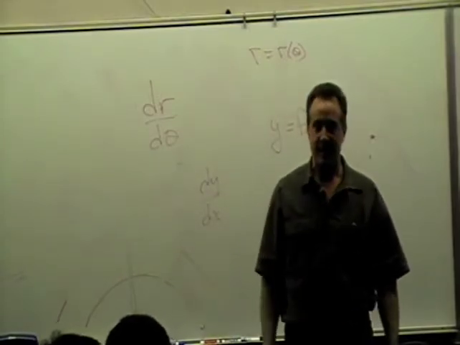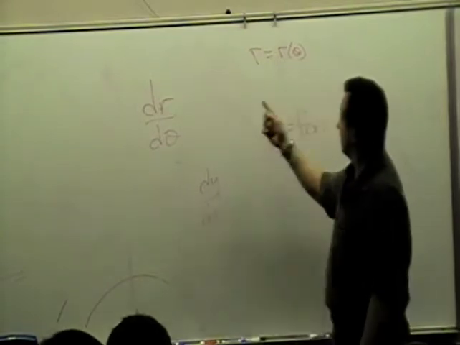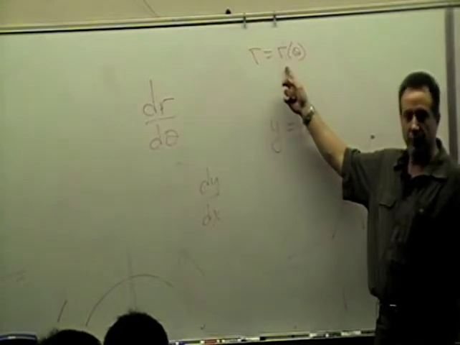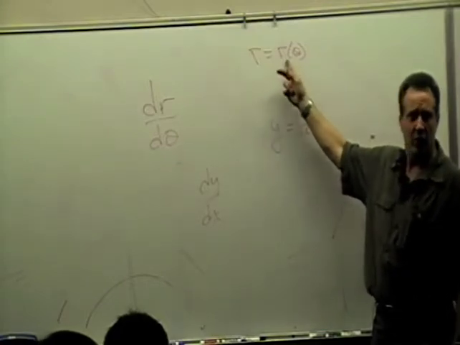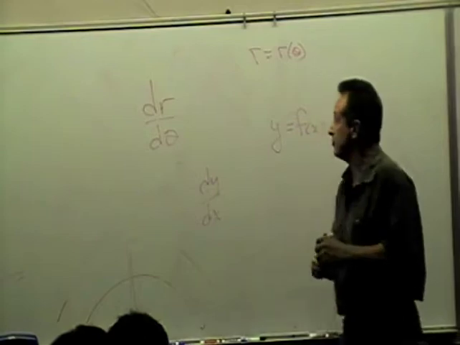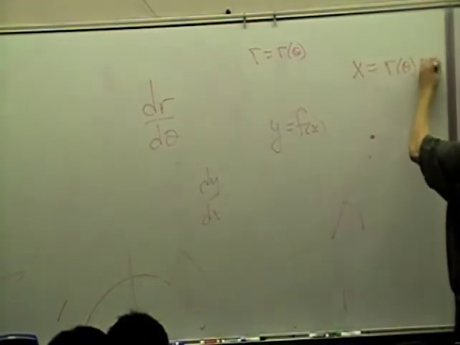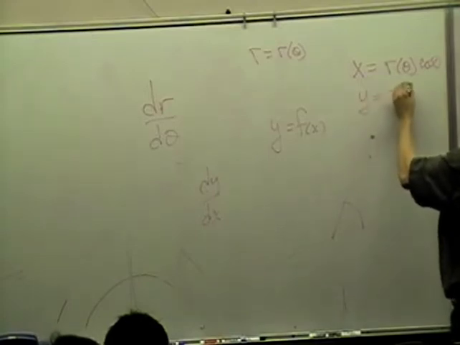Parametric equations are exactly right. What you have to do, folks, setting you up for tomorrow, Calc 2 review, is take this polar curve and write it in parametric form: x equaling r of theta cosine theta, y equaling r of theta sine theta.